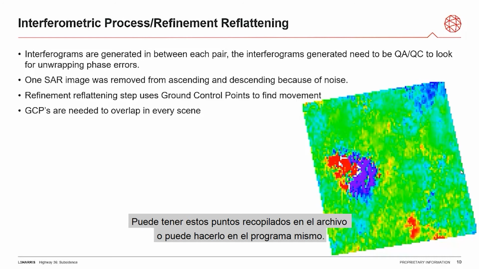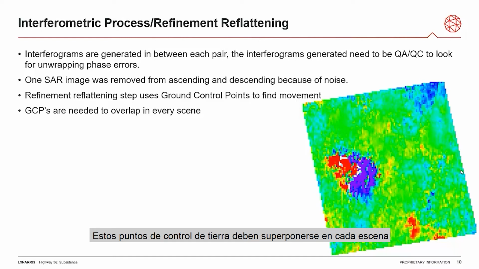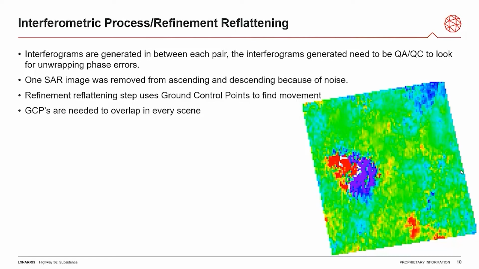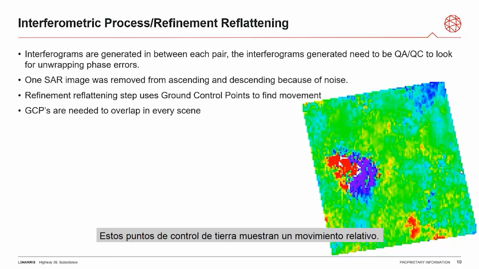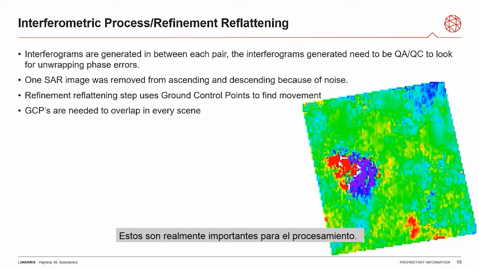The next step is refinement and flattening, and that uses ground control points to find movement in your scene. You can either have these points collected out in the field, or you can also do them in the program itself. These ground control points need to overlap in every single scene, so sometimes you need a lot of them if you have a very low coherent area. These ground control points are showing relative movement. You're saying that this is where it is stable, and the other areas are the areas that it moved. So these are really important for the processing.